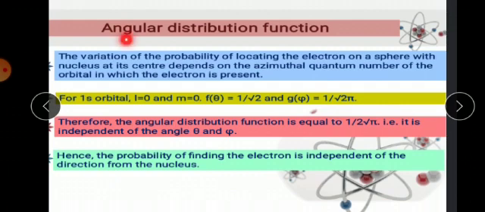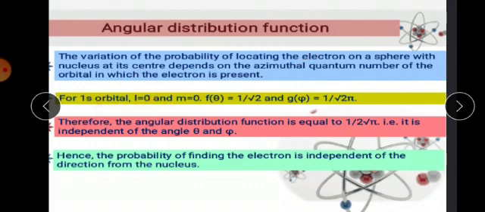Now we are going to see the angular distribution function. What is angular distribution function? The variation of probability of locating the electron on a sphere with the nucleus at its center depends upon the azimuthal quantum number, that is, the l of the orbital in which the electron is present. That is the angular distribution function.